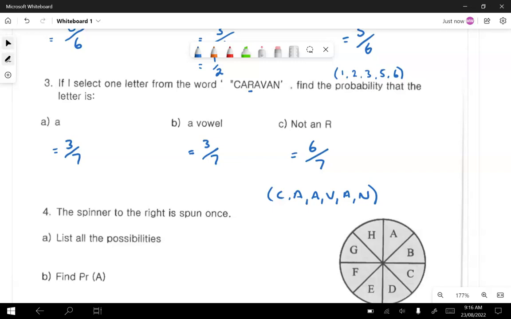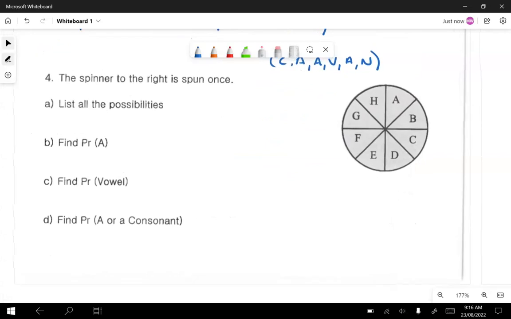Let's move on to question 4. I'd like to ask you questions about spinners in probability, so you'll see lots of questions about these. The first question there, 4A, is asking you to list all of the possibilities, so the sample space, and so you might spin anything from an A through to an H. So we list those out.